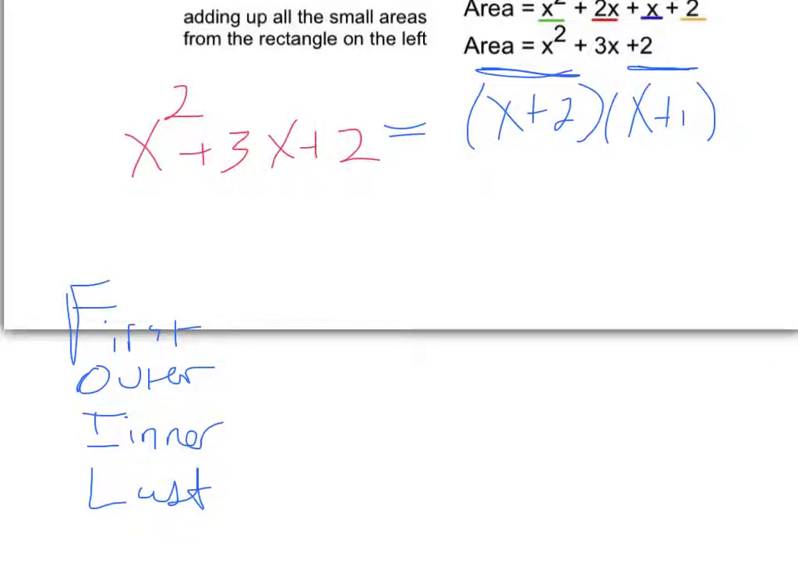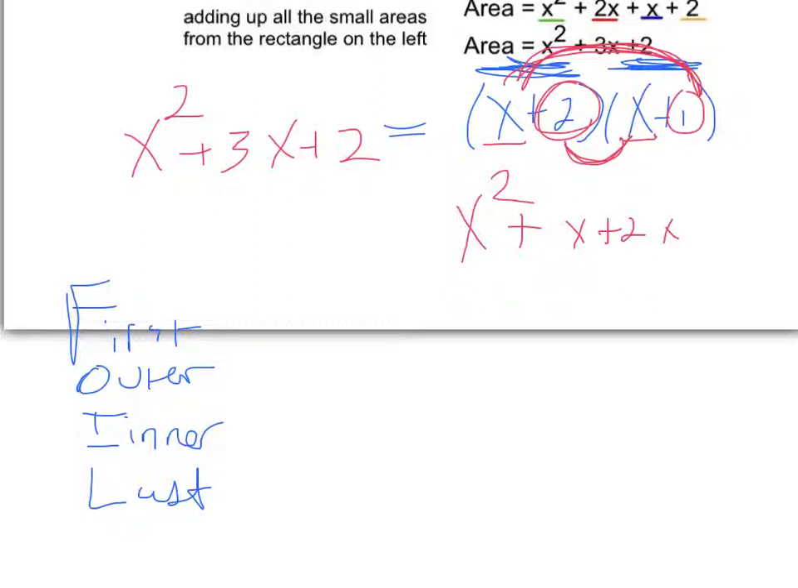Now we have a binomial times a binomial because we have two terms here and two terms here. So this FOIL technique first means we're multiplying the first term times the first term. So this x there, the first term times the first term, x times x is x squared. So we have that. Then outer, we multiply the two outer pieces together. The x on the outside times the 1, so it's plus x. Next we multiply the inner. 2 times x is plus 2x. And then finally we multiply the last, so the last term here times the last term here. Combine our like terms, x and 2x is 3x, so these things are in fact the same.